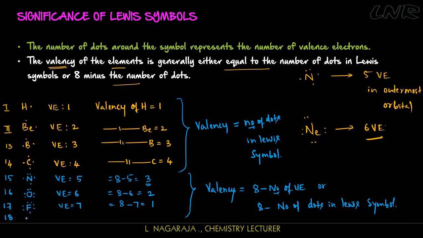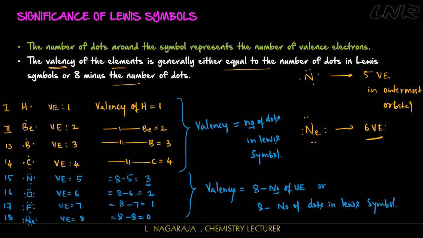And for 18th group elements, that is noble gases, for example let us take neon. So this neon has 8 electrons. So valence electrons is equal to 8. That is 8 minus 8 is equal to 0. So according to the Lewis symbol, we can conclude why these noble gases are more stable. So valency is nothing but the combining capacity of the atoms.